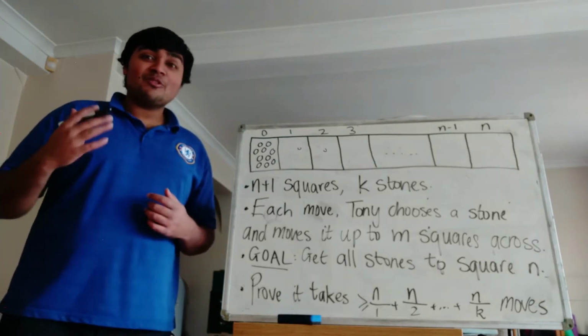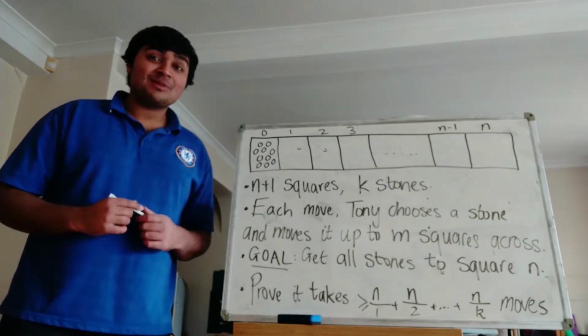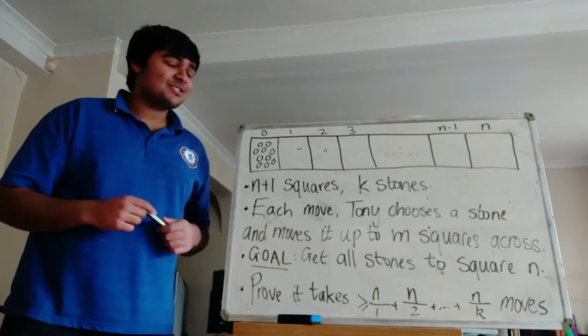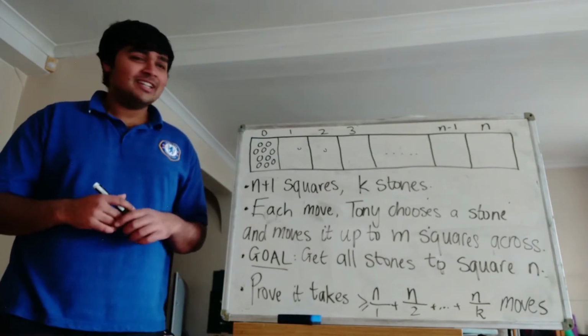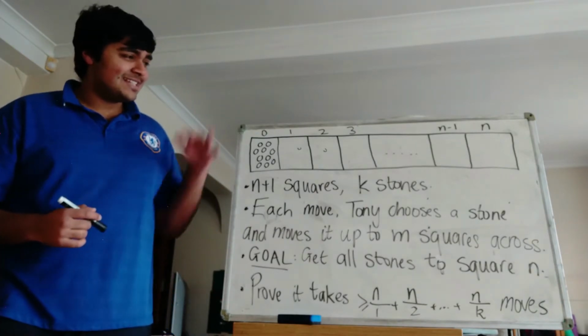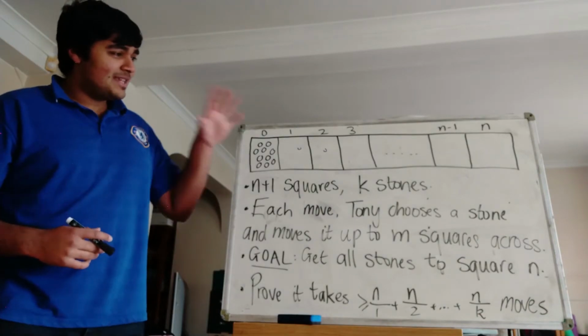Today I'm going to be going over problem 6 from the Imperial College Maths competition. As always, there'll be a link in the description below with details of the competition. This is the problem I'm going to be tackling today. It's kind of long worded, but here's the description.